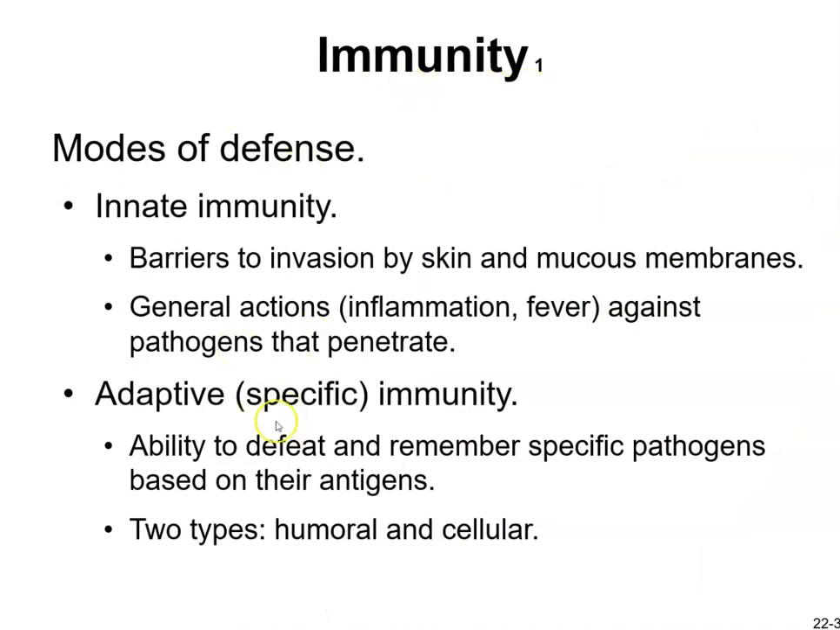Immunity. We talk about a lot of immunity. So there's modes of defense. You have innate immunity, which is barriers to invasion by skin and mucous membranes. General actions, inflammation, defense against pathogens that penetrate. And adaptive immunity, which is the ability to defeat and remember specific pathogens based on their antigens. And there's two types, humoral and cellular. I'm going to go a little bit more in depth on this right now.